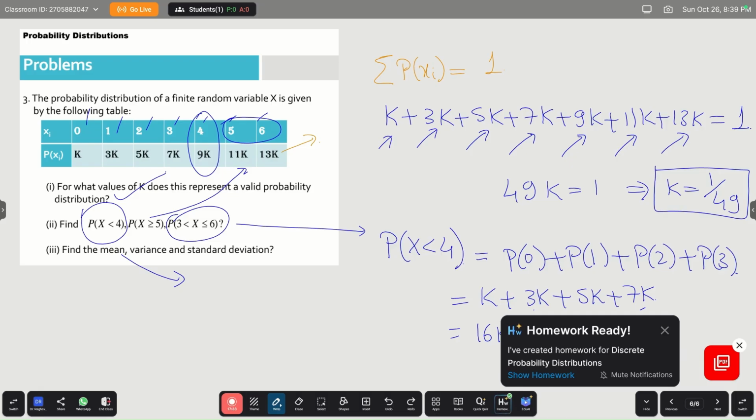So I hope you have understood what a discrete probability distribution is. And moving on, we will study two important distributions under this. One is binomial distribution and another is Poisson distribution.